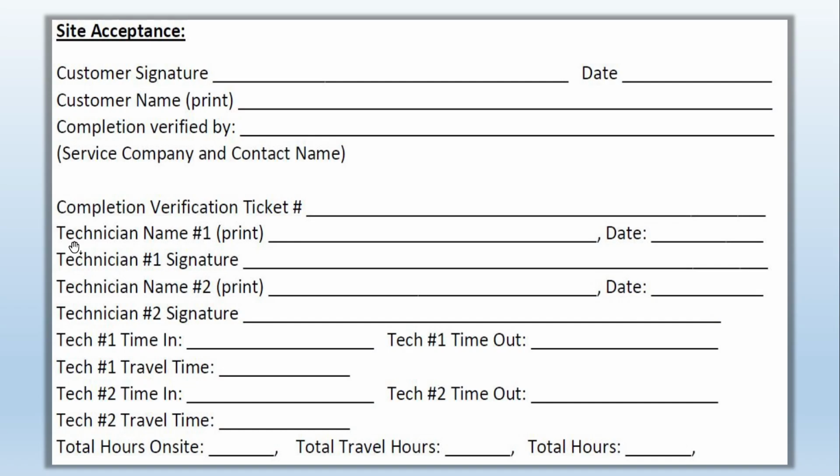Now here, technician 1, technician 2. This is you. Sometimes you're going to be sent to do jobs in pairs, sometimes 3 or 4 people, sometimes even more. But we're just going to include 2 here. So this is you, technician number 1. Print your name, put a date, put your signature here, and that's for you.